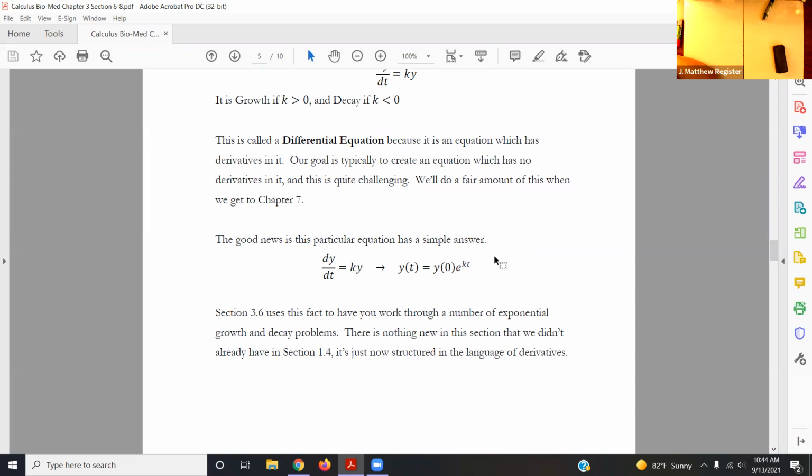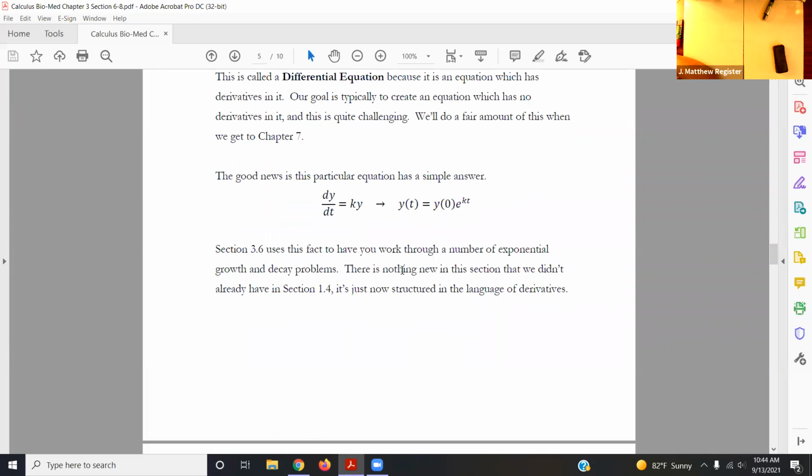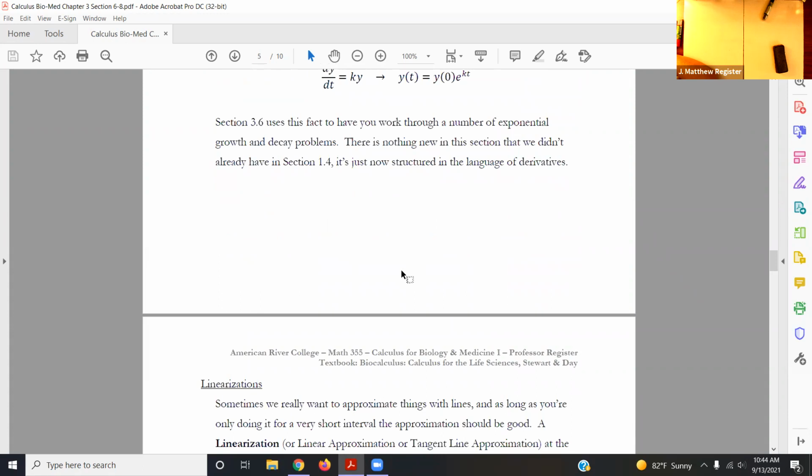And then it's just a question of, can you do that stuff? I put a note in here. It's basically section 1.4, but now it's structured in the language of derivatives. The actual computational stuff isn't going to be that bad, and so I just put it in here as a footnote.